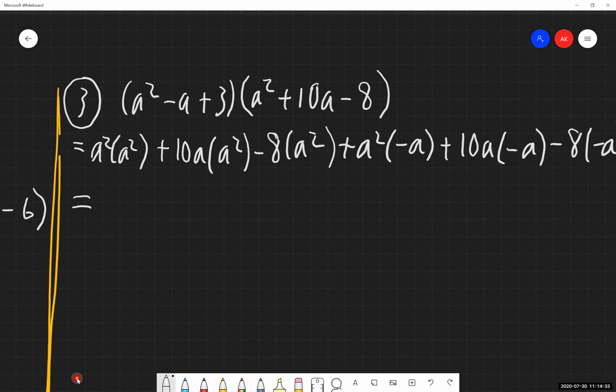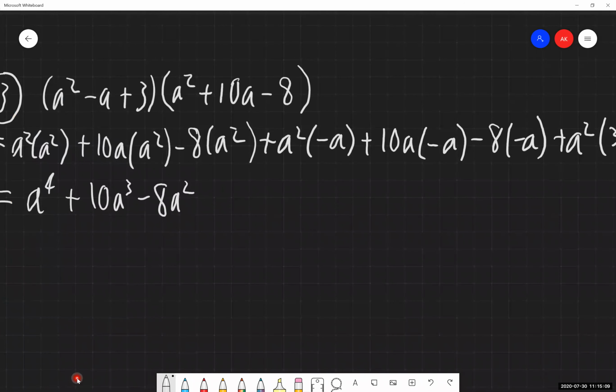So now we're going to multiply and simplify each of these parts down individually. So a squared times a squared, bases are the same and they are multiplying, which means the exponents add. I'm going to get a to the fourth. 10a times a squared would be 10a cubed. Again, bases are the same, multiplying, so exponents add. Negative 8 times a squared. Multiply the numbers together. We have an 8 and we have an invisible 1 out front of that a squared. Negative 8 times 1 gives me negative 8a squared.